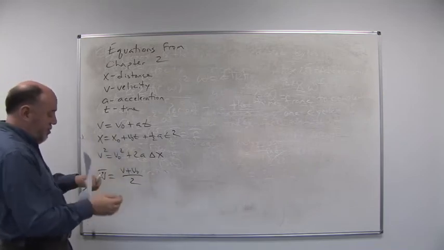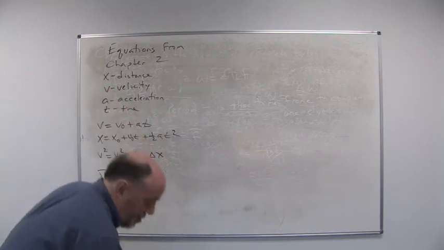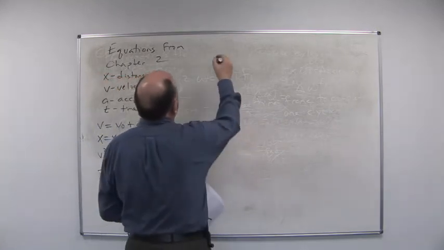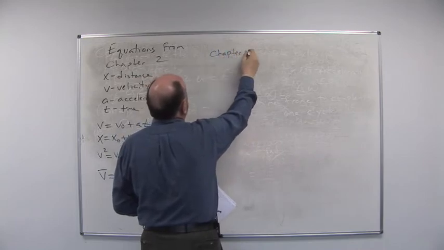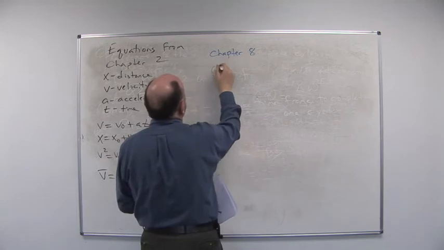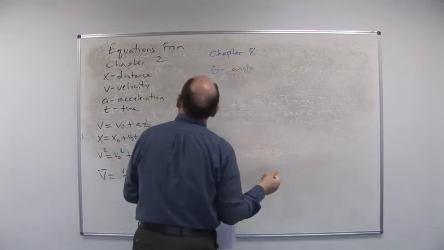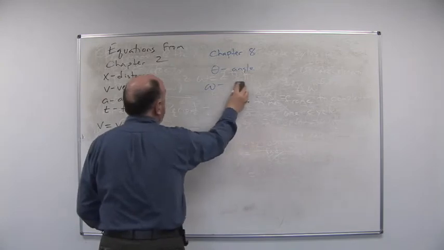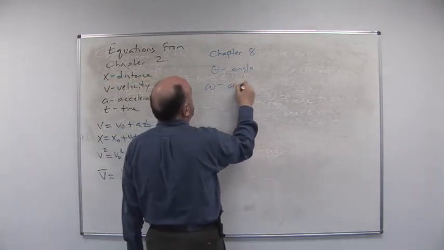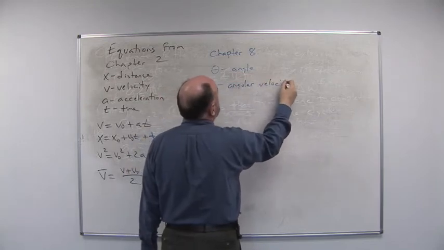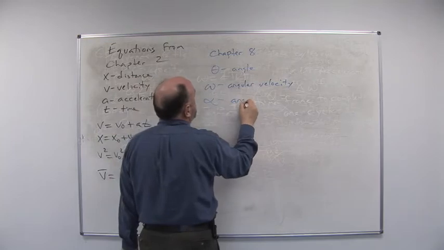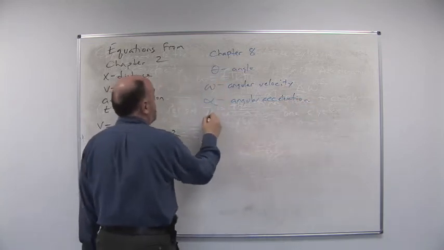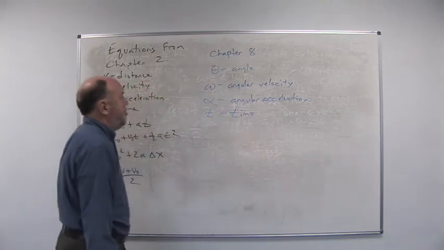Well, then you get to what those look like in terms of chapter 8. From chapter 8, instead of distance, we now have theta, which is going to be the angle. Instead of velocity, we have omega, which is the angular velocity. We have alpha, which is the angular acceleration. And then we have t, which is still time, in seconds.